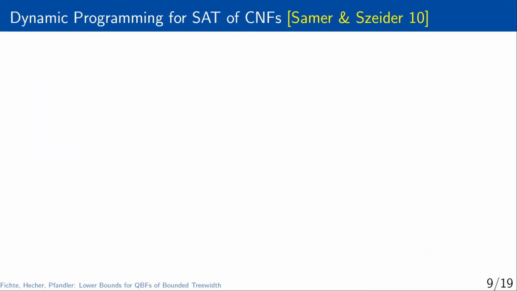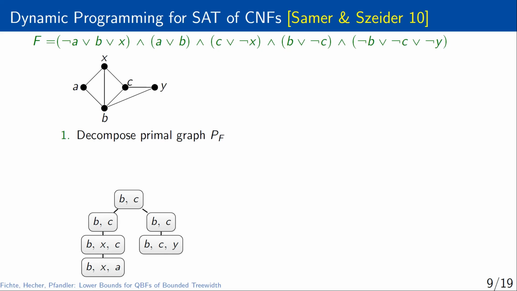The last missing ingredient we need before talking about details of our reduction is so-called dynamic programming on tree decompositions. So how does this work? Well, first we assume a given propositional formula. Then we compute a tree decomposition, but for that we need a graph representation of the formula.